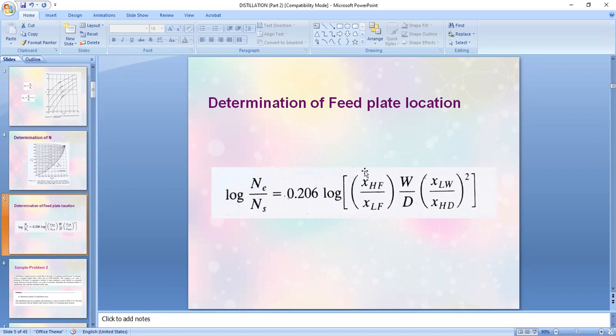Because if you interchange the two, it follows that your equation here, of course, will give you a value that is erroneous. So what tells you that one is low boiling point and one is high boiling point?